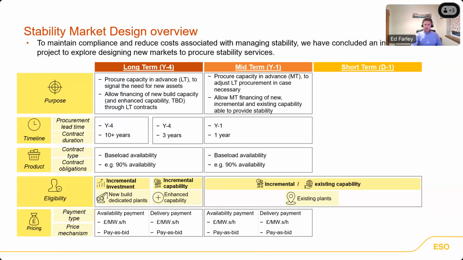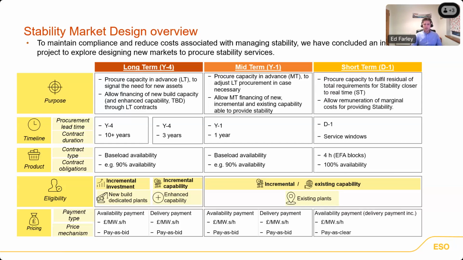The year ahead market offers 1 year duration contracts, again, at a baseload level of a minimum of 90% availability and a similar payment structure for availability and delivery. I'll talk more about the midterm market on the next slide because this is the one that we're progressing at pace.